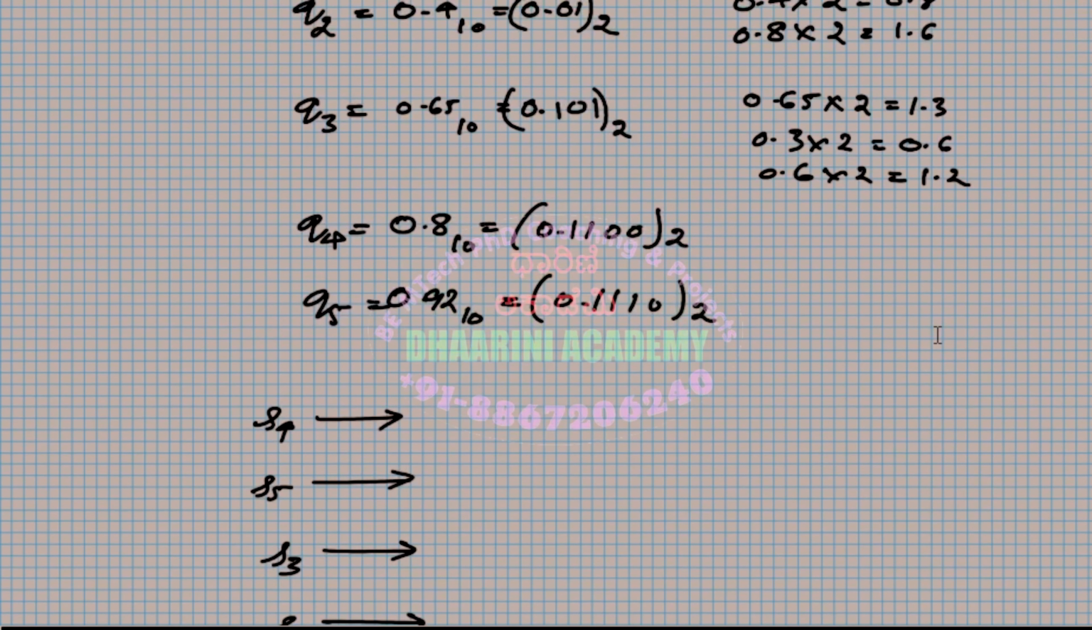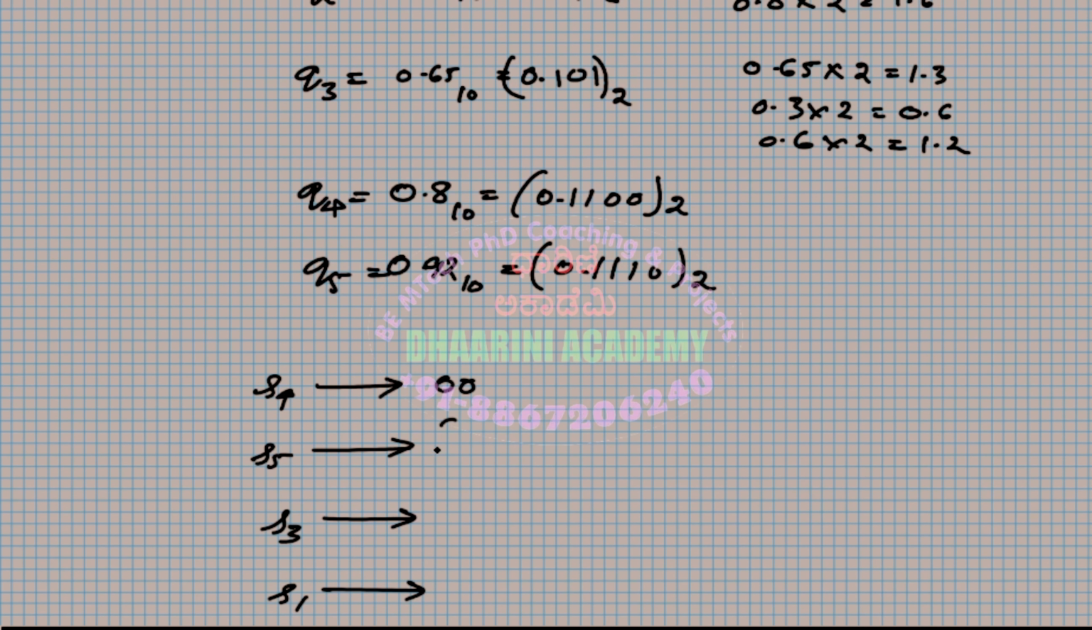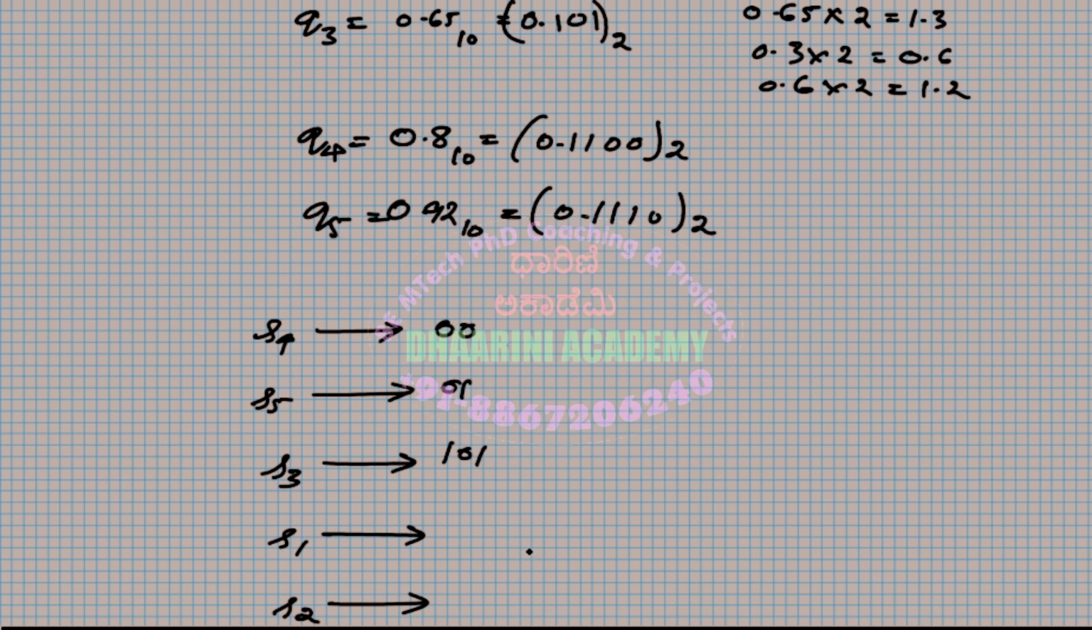So the first one is 00. S4 has length 2, that is 00. Then the second one is 01, also length 2. Then we have 101, then 1100, and the last one is 1110. Okay, so that's the first part of the answer, right?